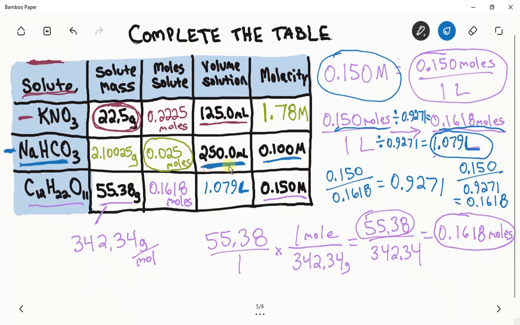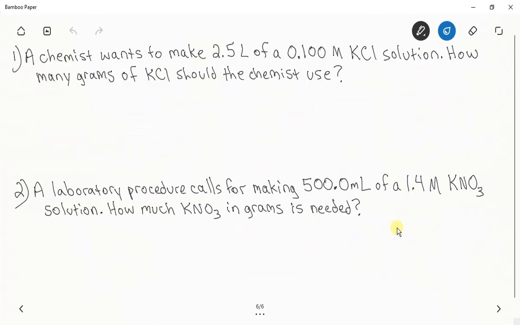But look, they have these in milliliters, so maybe we should change it back to milliliters. In order to change liters back to milliliters, you find the decimal point and you just move it over 3 places. So that gives us 1,079 milliliters. And the chart's done.